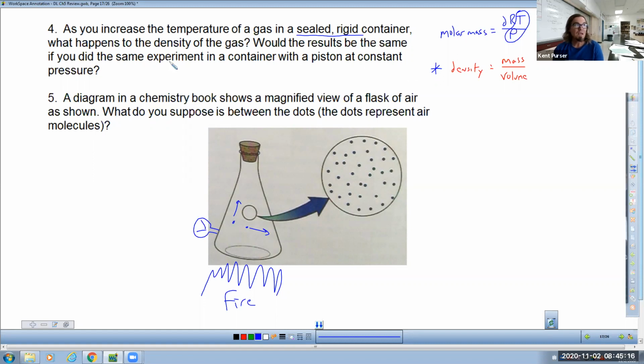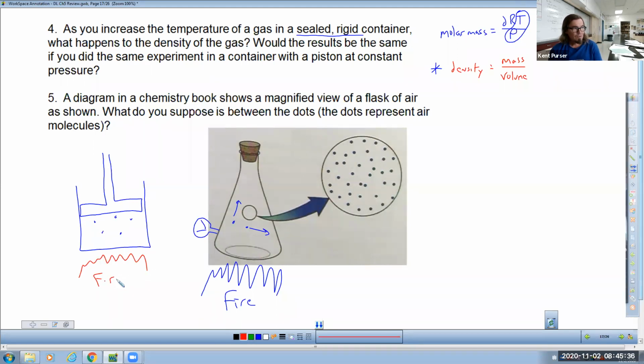Now, would the results be the same if you did the same experiment in a container with a piston at constant pressure? So what you're thinking to yourself is, let's draw the picture for a container that has a piston in it. Put our particles in there, and let's heat it up. As you heat it up, we expect the piston to start to move backward. As it moves backward, it does that to compensate and keep the pressure inside and outside constant. But what it does is it changes the volume. The volume goes from being small to being big as the cylinder pushes out.